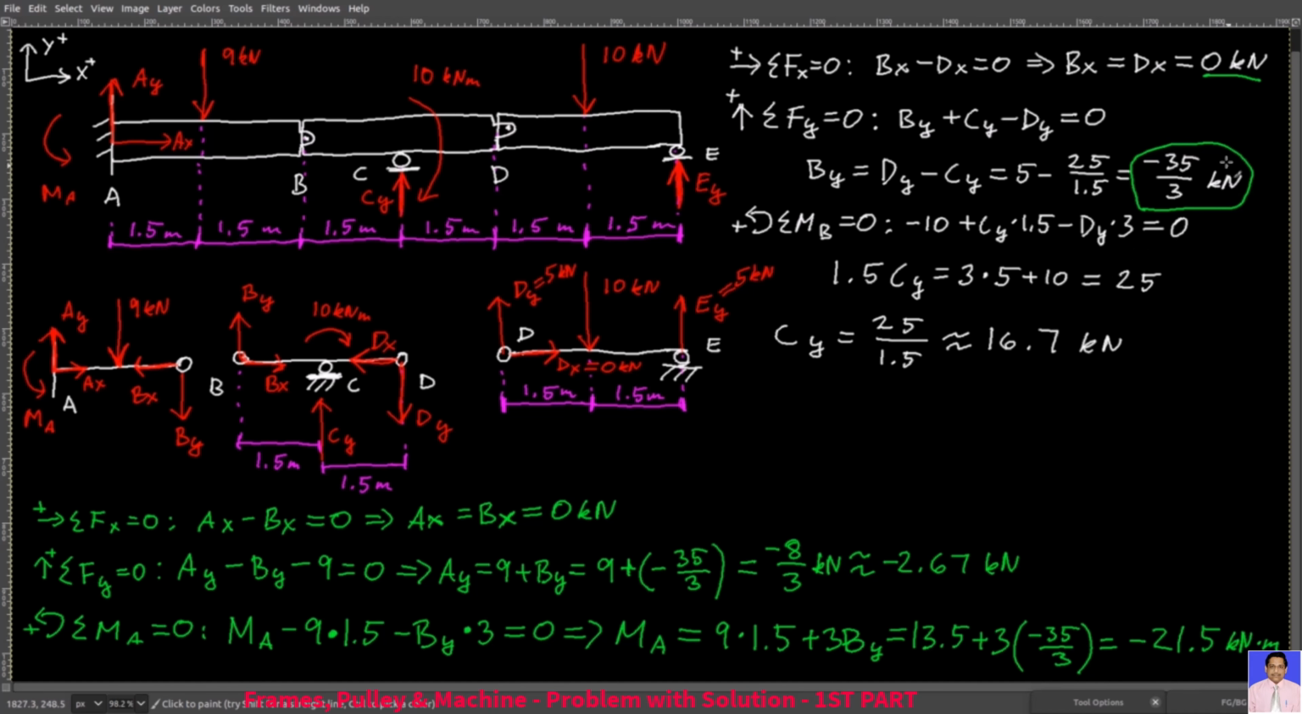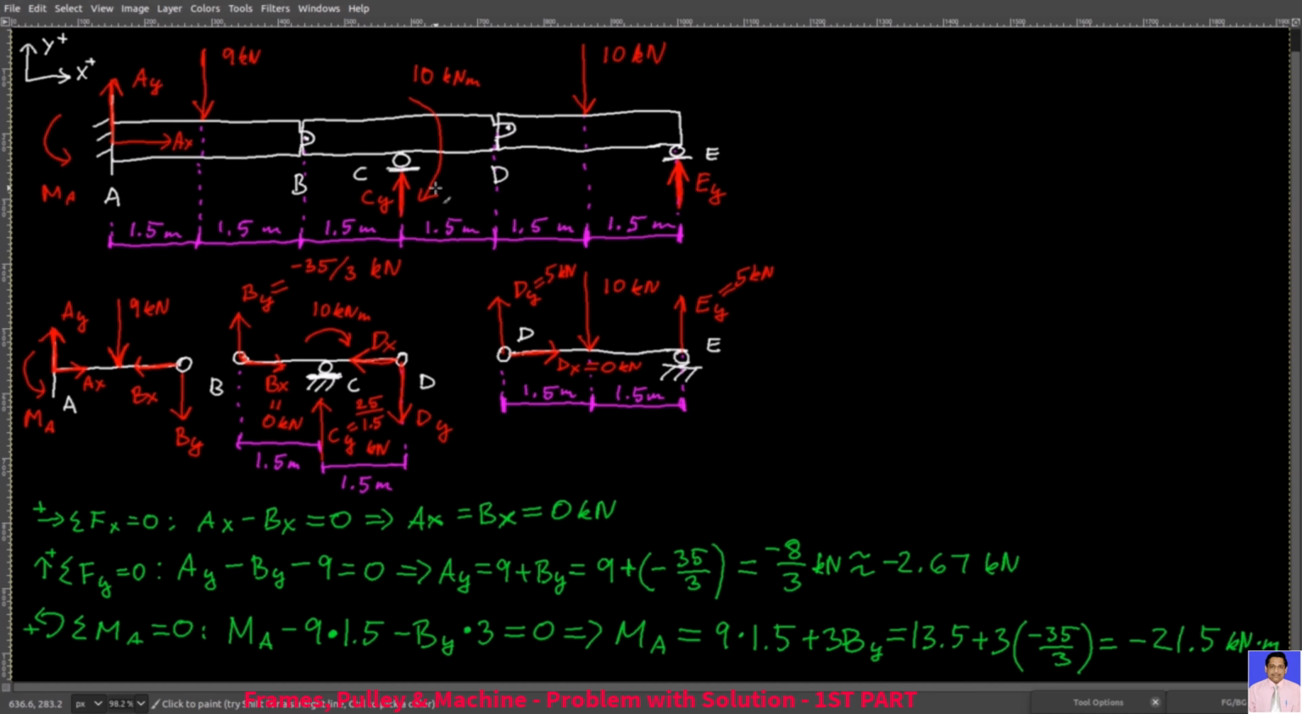Remember, By was negative, so you have to make sure it's negative here as well. And also your Ma is negative. It means that in reality, Ma is clockwise. Finally, Ay is negative, which means that in reality it points down.